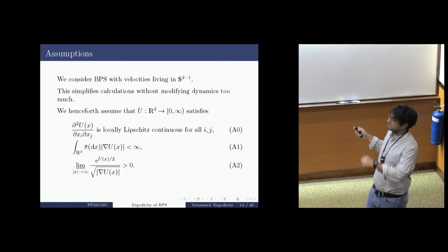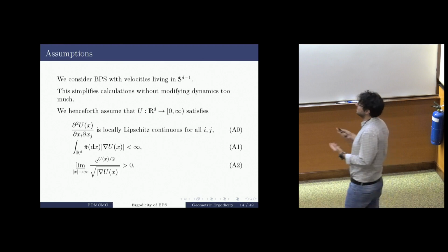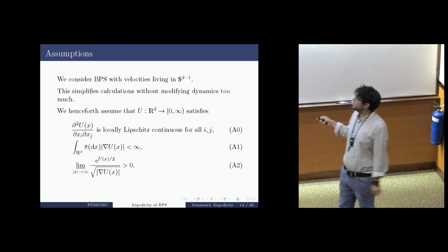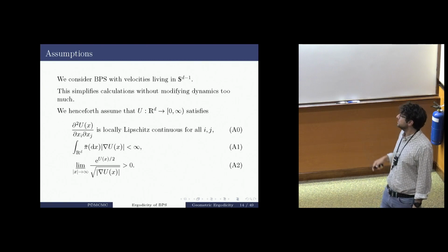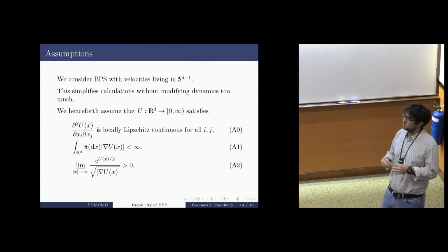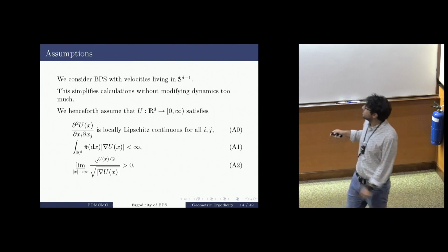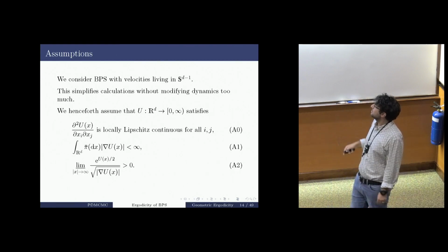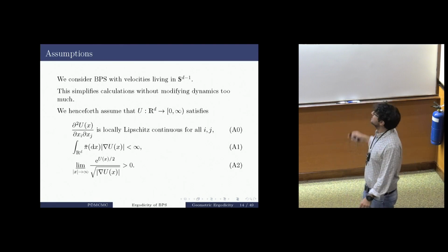Okay, still got plenty of time, so maybe I can explain. These are the conditions you have. Basically, you need second derivatives to be well behaved. You need the gradient to have finite moments, and you just need this. But you can actually get rid of this because it only matters what happens outside of any compact set. And because we assume the gradient is blowing up at infinity, this actually doesn't matter.